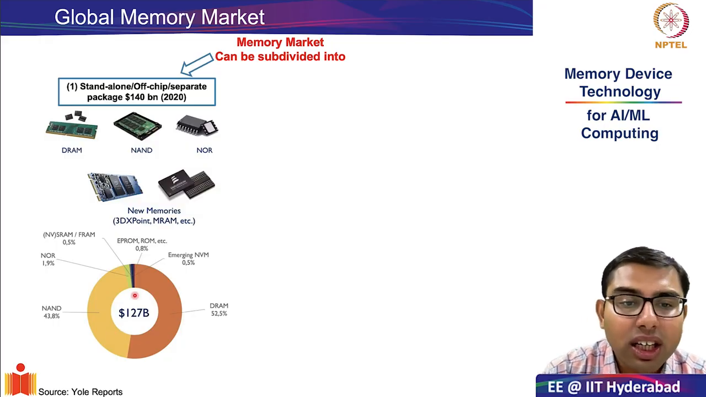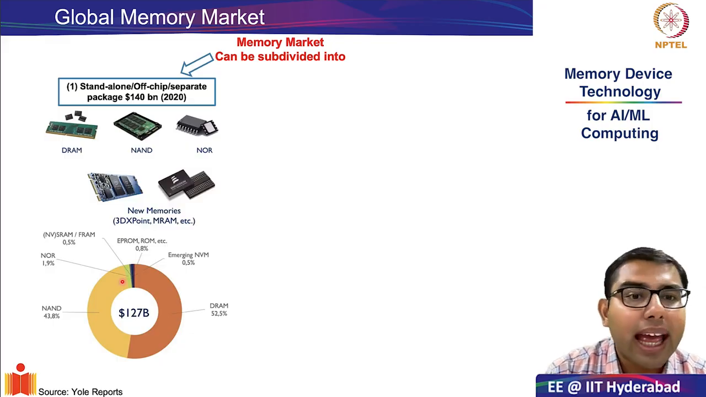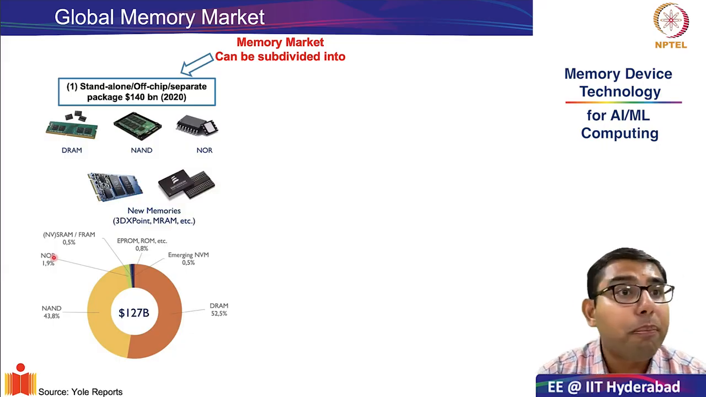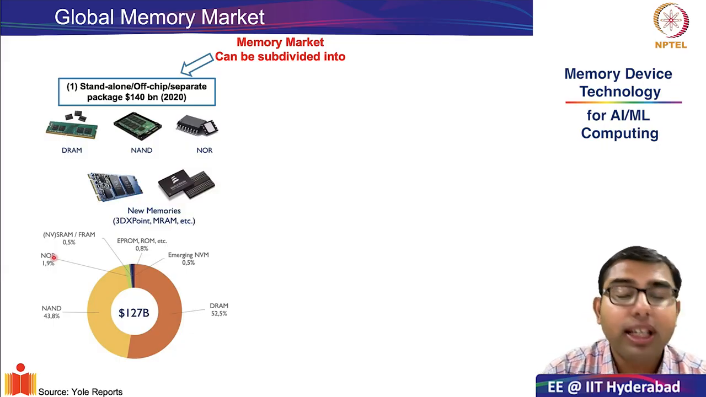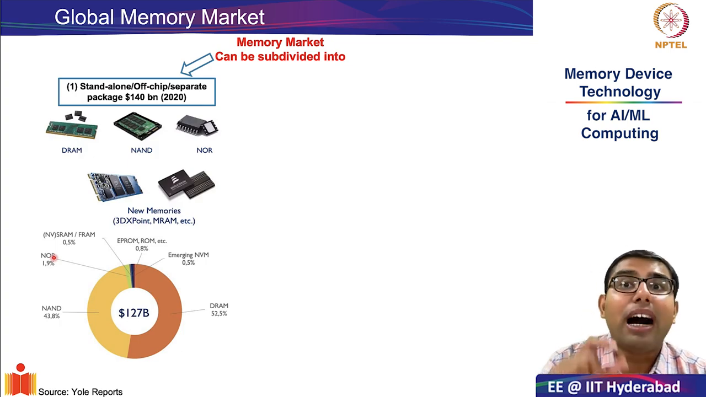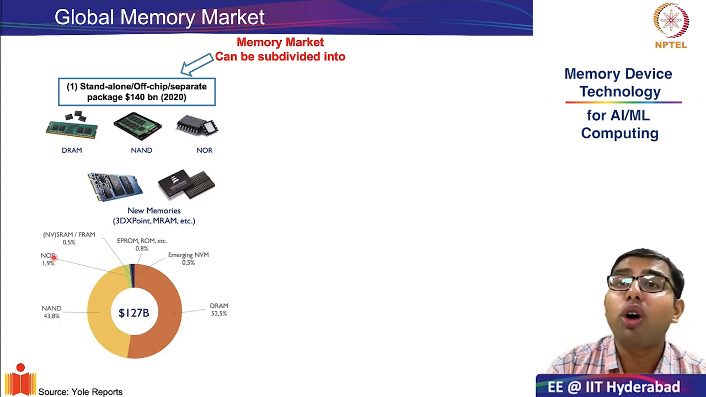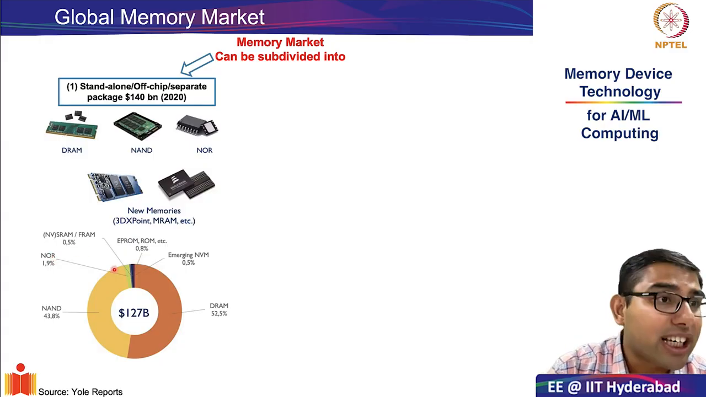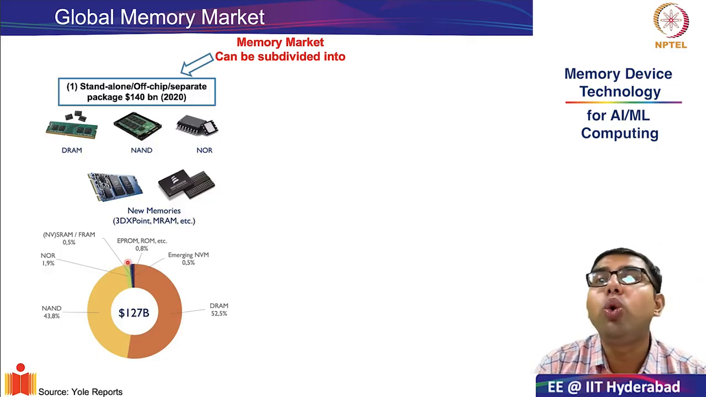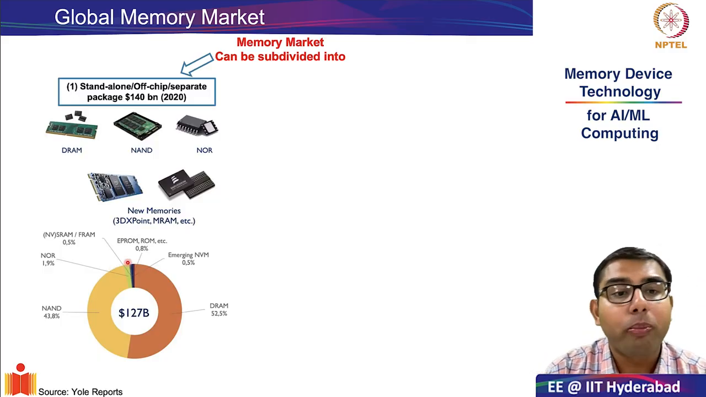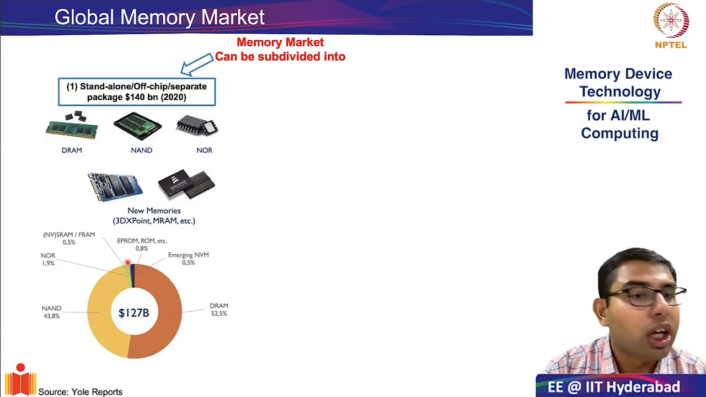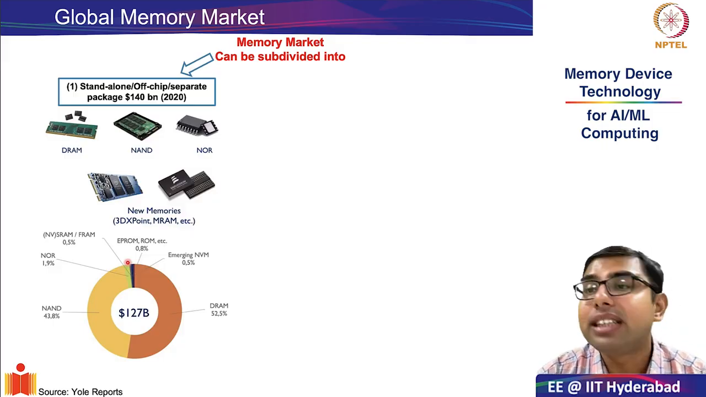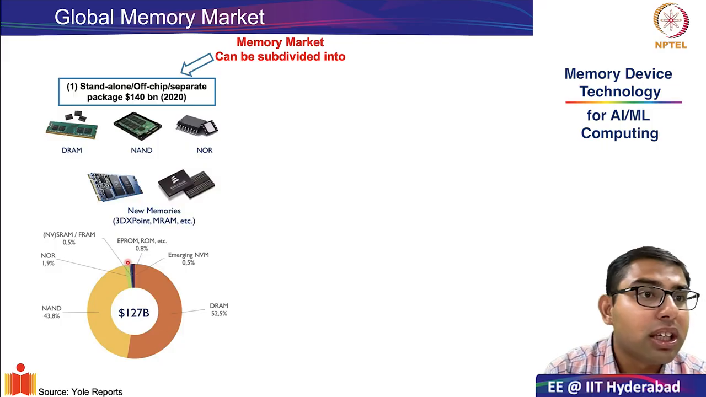What are the other small elements in the pie? One is NOR flash. We saw in our MacBook Pro breakdown that the capacity of NOR flash was only a few MBs, 8 MB, but it is also quite expensive. So it takes up roughly 2% of the standalone market, followed by your new class of memories, eNVMs, such as magnetic RAMs, RRAMs, etc.